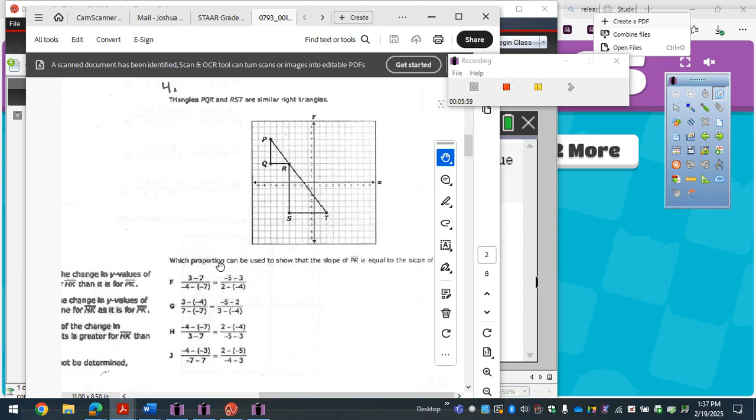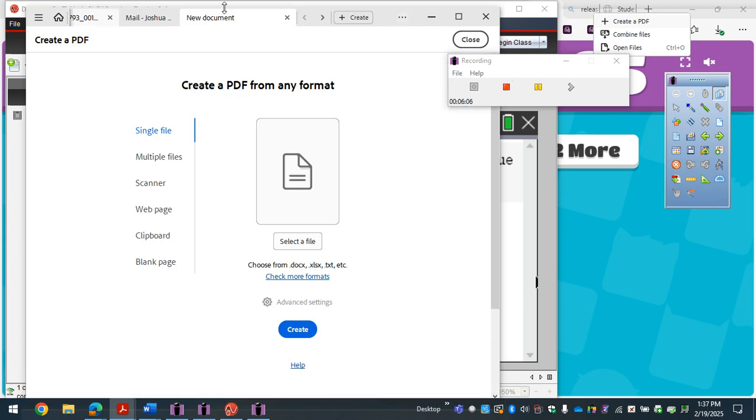So I'm going to tell you this much. Just set them up on the calculator, and the calculator will tell you if it's true or false. If it's true, you're going to have the same slope. If it's false, you will have a different one.